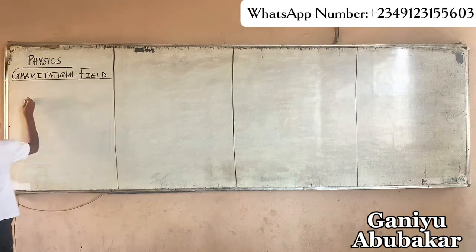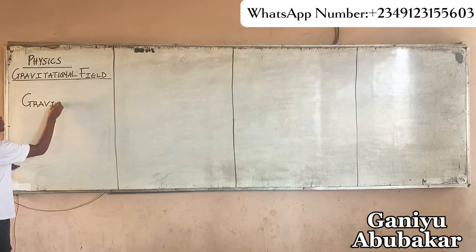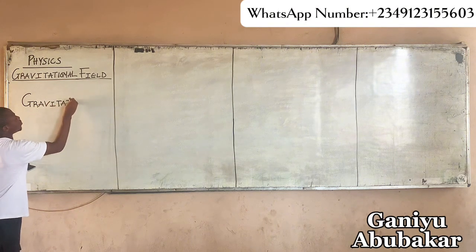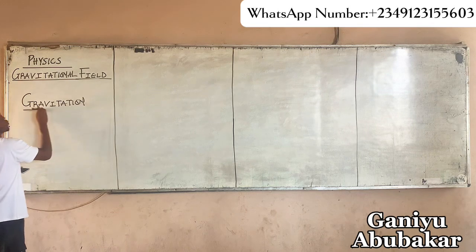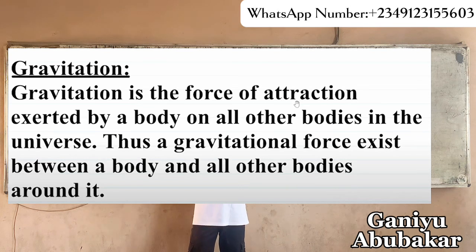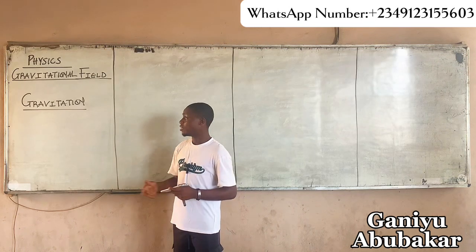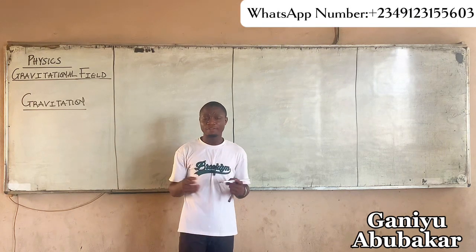Let's define the concept of gravitation. By definition, gravitation is the force of attraction exerted by a body on all other bodies in the universe. A gravitational force exists between a body and all other bodies around it. So that's how you define gravitation.